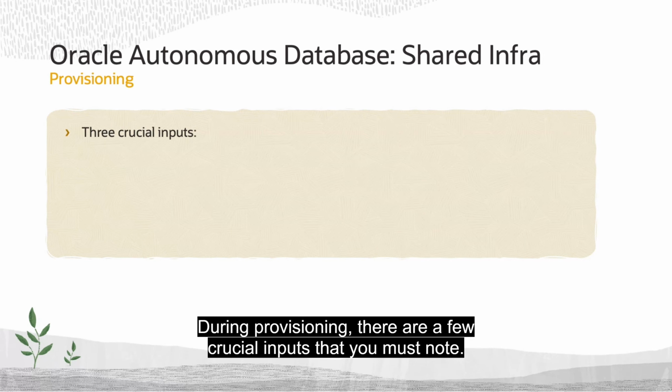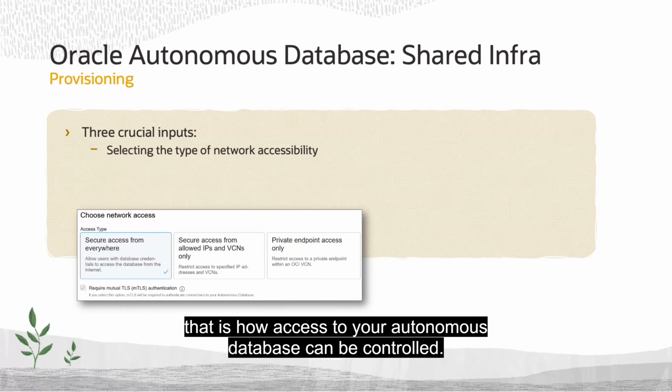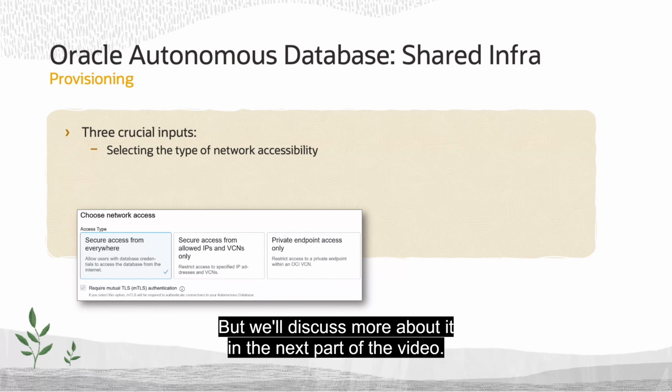During provisioning, there are a few crucial inputs that you must note. First, selecting the type of network accessibility, that is how access to your autonomous database can be controlled. There are three different options as you can see in this image, but we'll discuss more about it in the next part of the video.